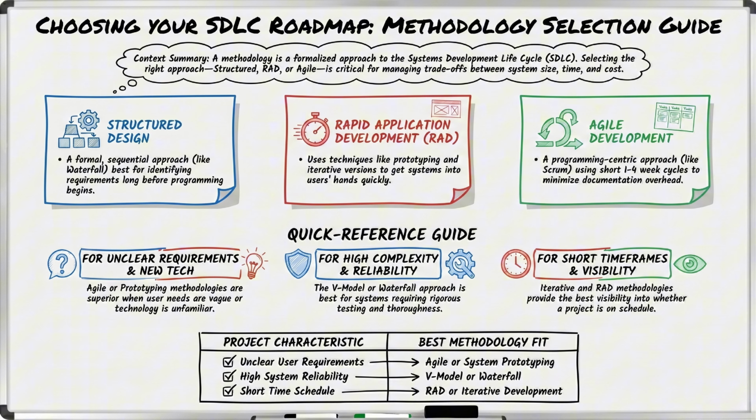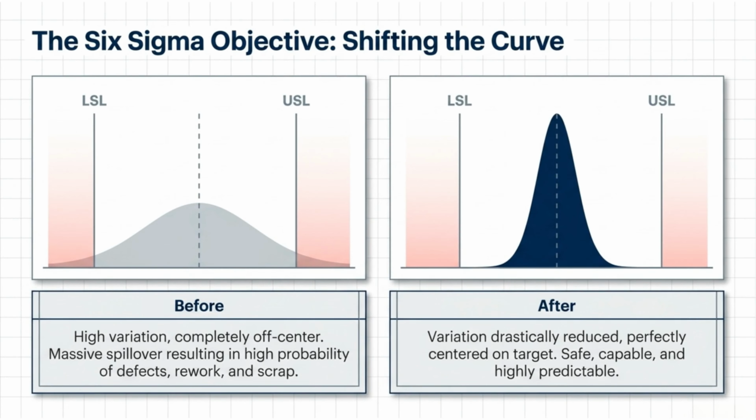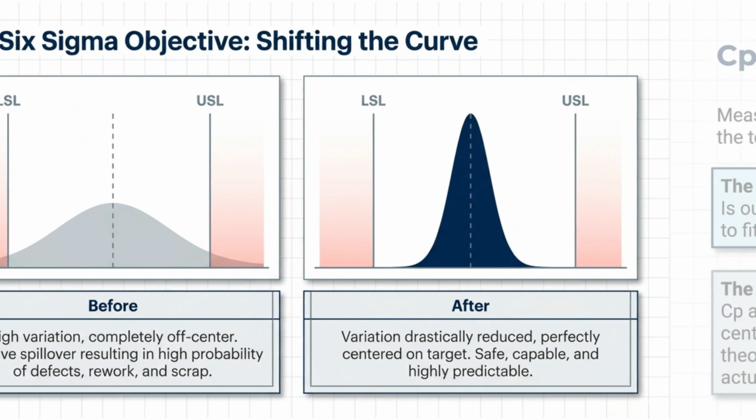To measure process capability, three prerequisites are essential. First, descriptive statistics are needed for understanding the mean and standard deviation. Second, process stability ensures the process is in control. Third, normality confirms the data follows a normal distribution. The Six Sigma objective is to shift and narrow the curve. Before, high variation and off-center results in many defects. After, variation is reduced, and the process is perfectly centered on target, making it safe, capable, and predictable.